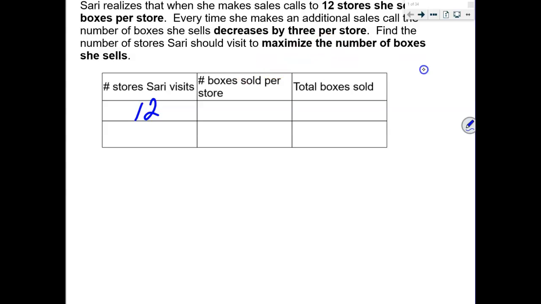If she visits 12 stores, then I'm hiding the information. This is not anywhere on your paper, guys. It's just a warm-up problem. I don't know. She sells 60 boxes every store, if that's what she's doing. So total number of boxes, mathematically, we realized we'd have to multiply these together. And we're going to get 720 boxes.